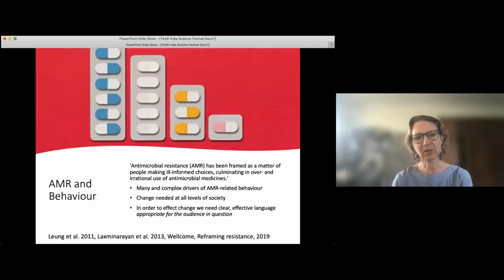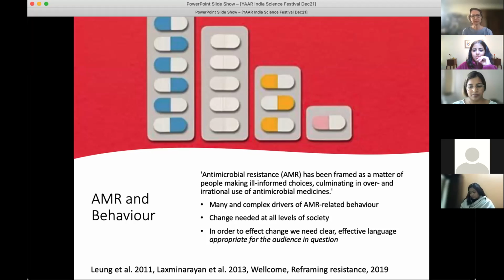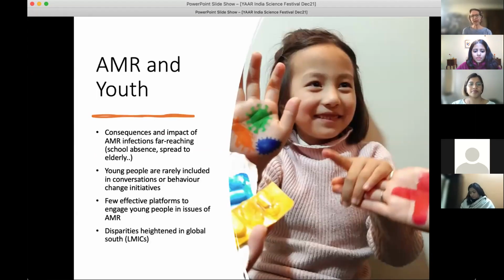So briefly, as an introduction, antimicrobial resistance, or AMR, is really an issue of people's choices and of people's behavior, and therefore any intervention needs to relate to the public and needs to involve the public, and particularly all levels of society. Interventions which typically focus on adults, we're trying to expand those to involve children and young people as well. The impacts and consequences of antimicrobial resistance also impact children and young people. However, they're rarely involved with discussions and conversations. They're rarely seen as agents of change.